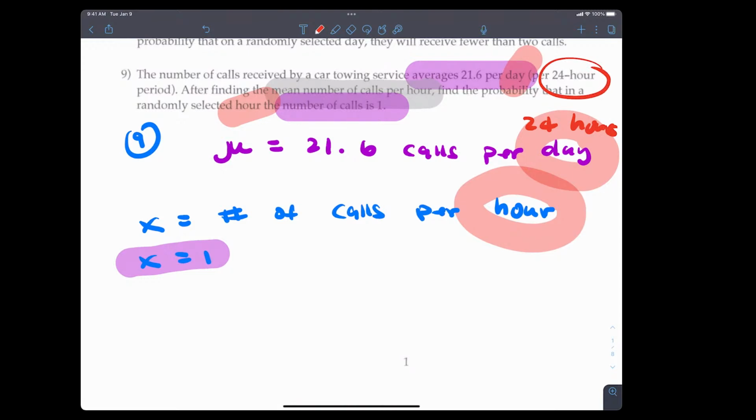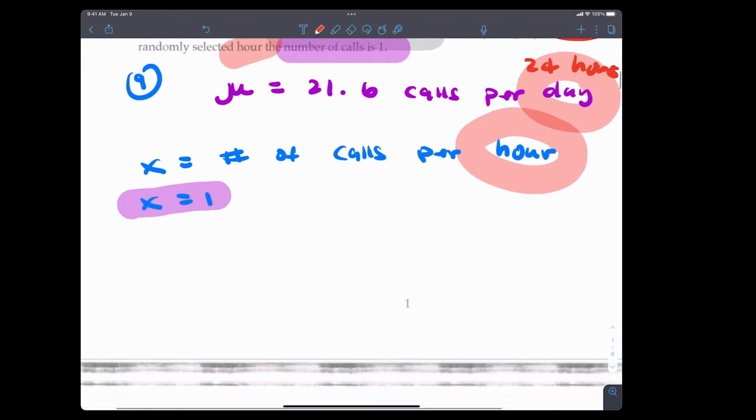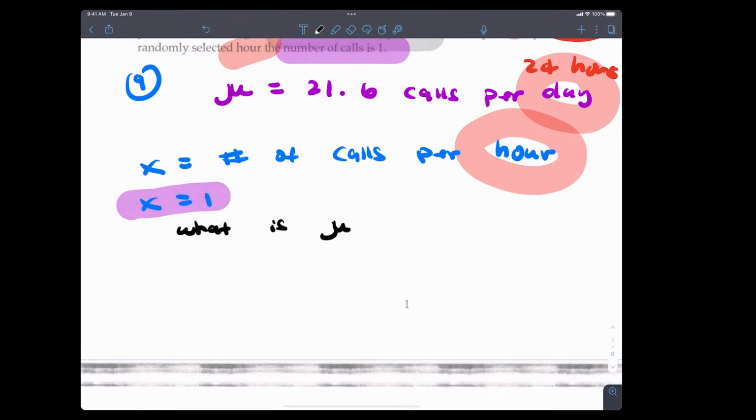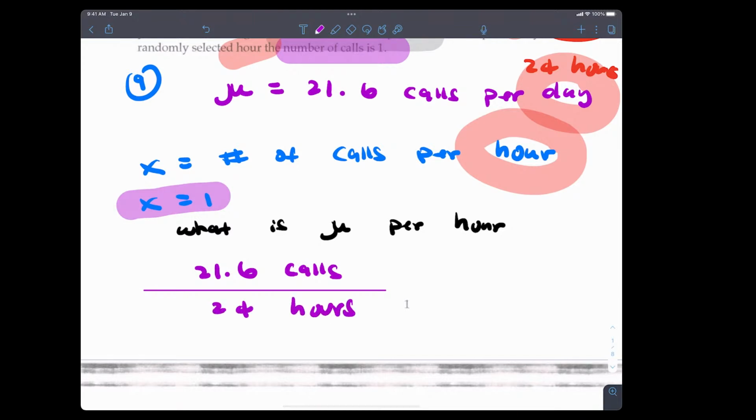So we're going to have to convert our mu, because X is the number of calls per hour. So this becomes a question where we need a new mu. What is mu per hour? How many calls do you get in an hour? You're going to have to convert, ladies and gentlemen. Let me show you how. You have to create a proportion, equal ratios. They gave you 21.6 calls per 24 hours. That's going to be the same as a new mu, mu calls per hour.